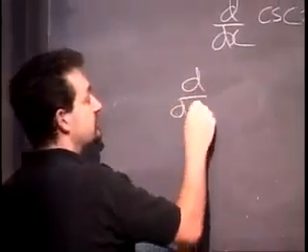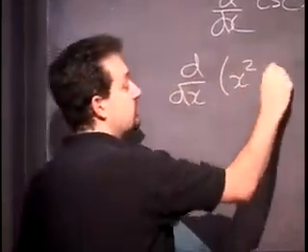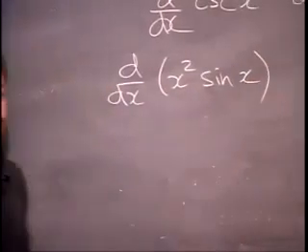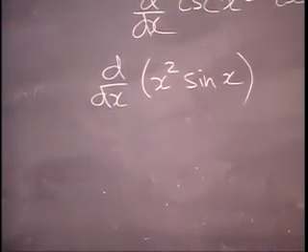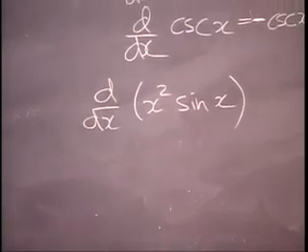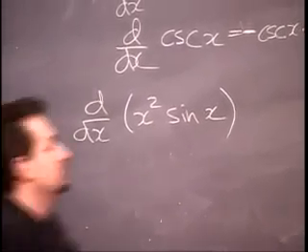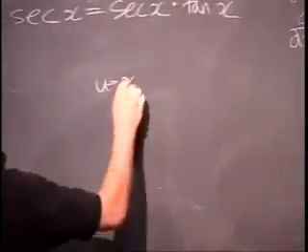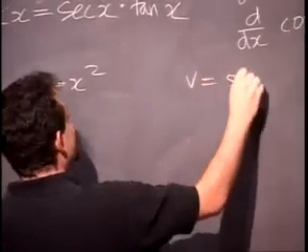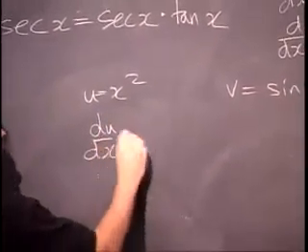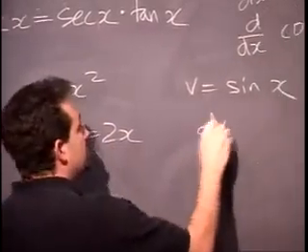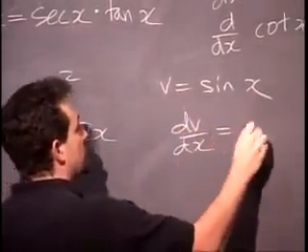But you do need to be able to do things like this. What is d dx of, say, x squared sine x? That's the function we looked at earlier. It's a product of x squared and sine x. And you can't particularly simplify it. You need to use the product rule. You need u equals x squared. V is sine x. So du dx is 2x. dv dx, the derivative of sine, is cosine x.